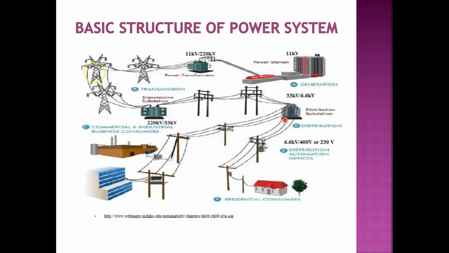Whereas before giving to the household consumers, that is the residential consumers, it is again given to the distribution automation services, where the voltage is stepped down from 6.6 kilovolts to 400 volts or 230 volts. This is the basic structure of a power system.